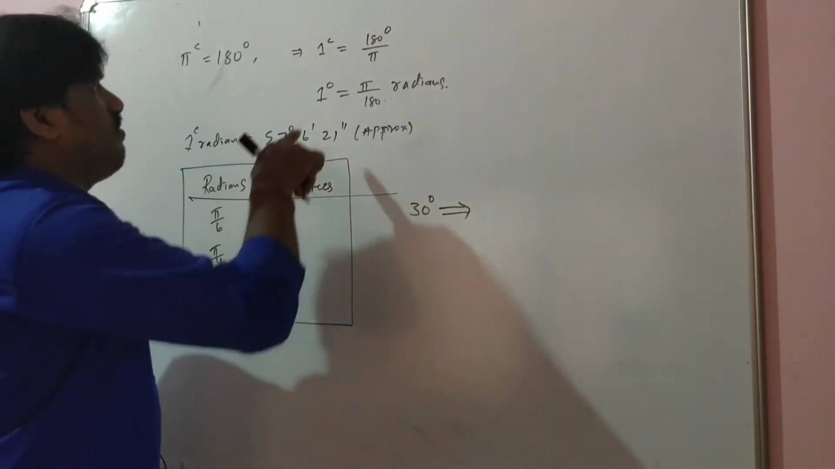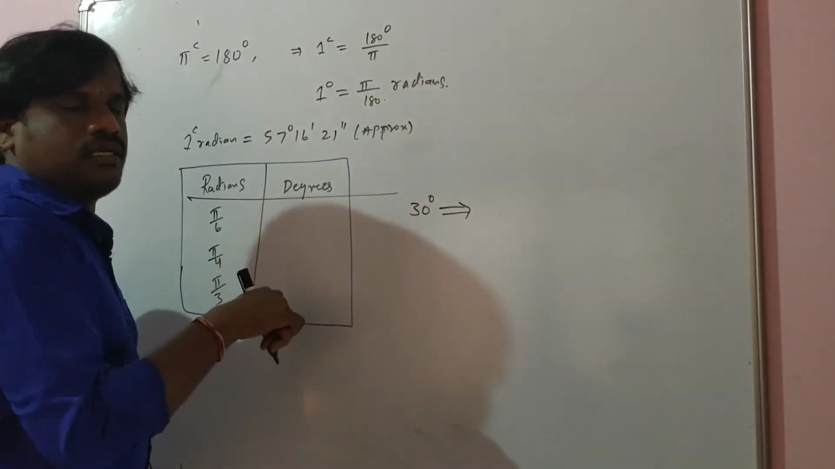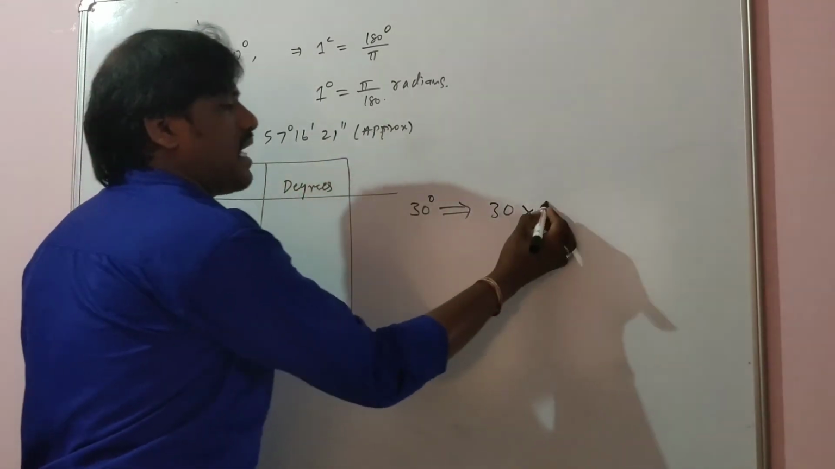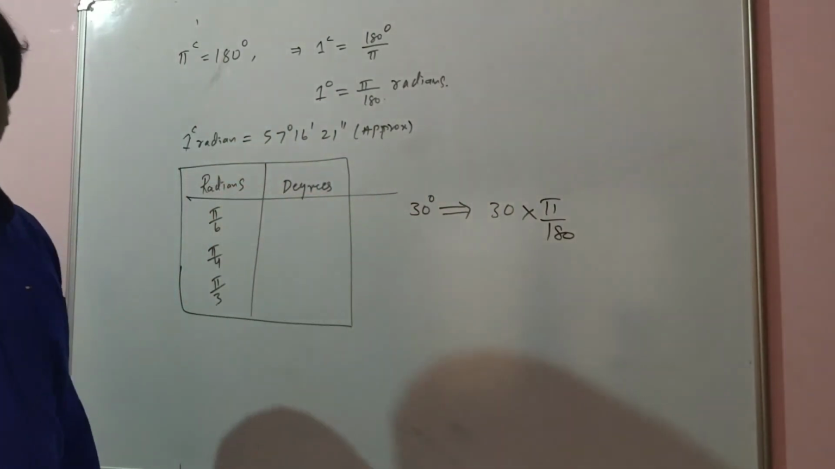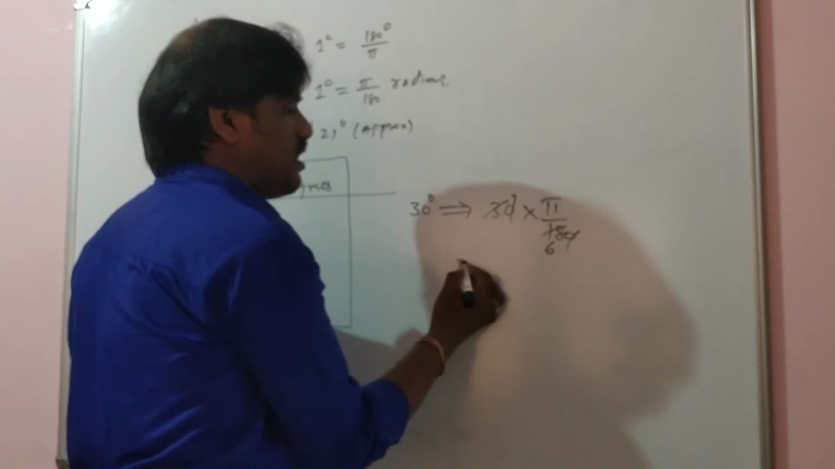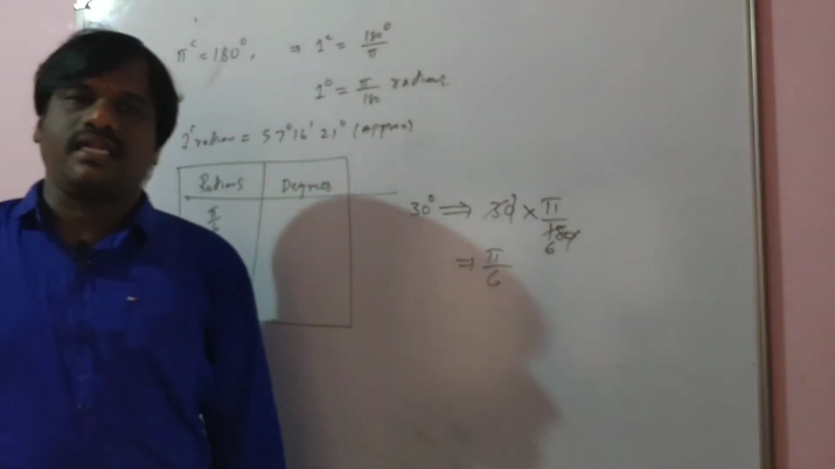Okay, just now I gave you 30 degrees. So 1 degree is equal to how much? Pi by 180. So 30 degrees, what can I write? 30 into pi by 180. The 0 and 0 cancel, 3 ones are 3, 6 threes are 18, so I get pi by 6. That means 30 degrees can be written as pi by 6.